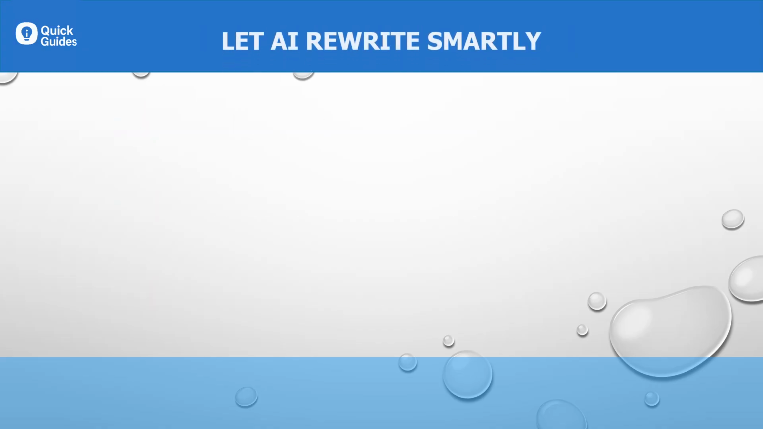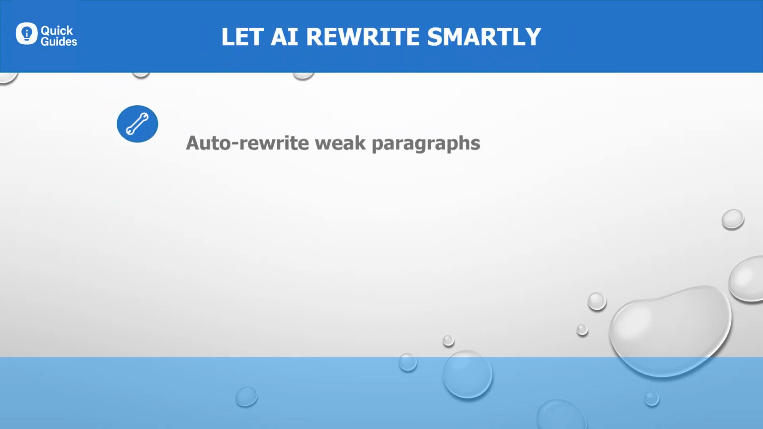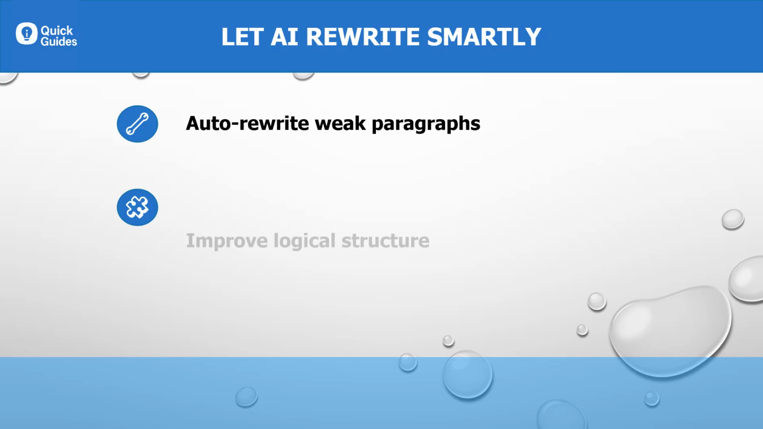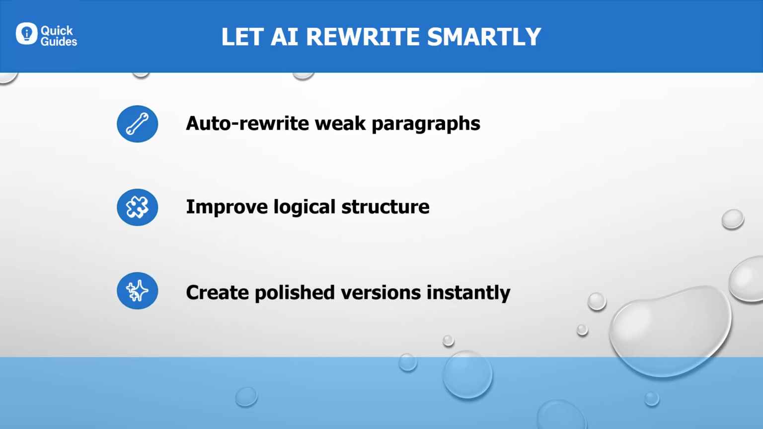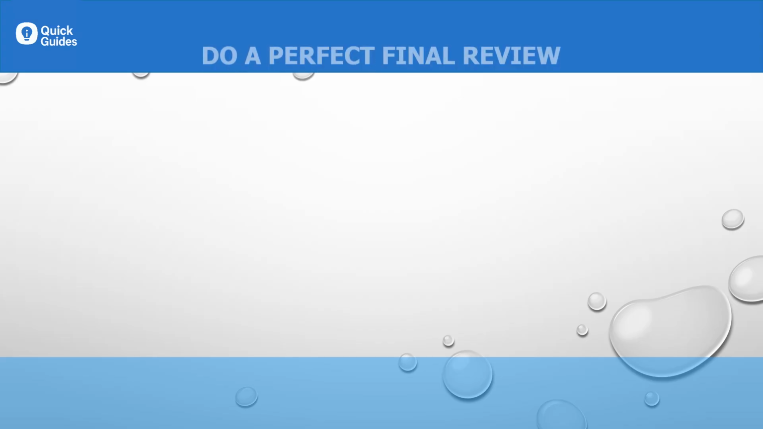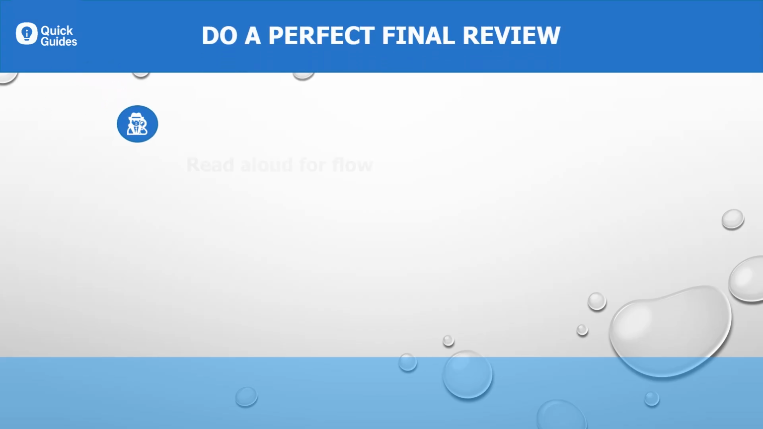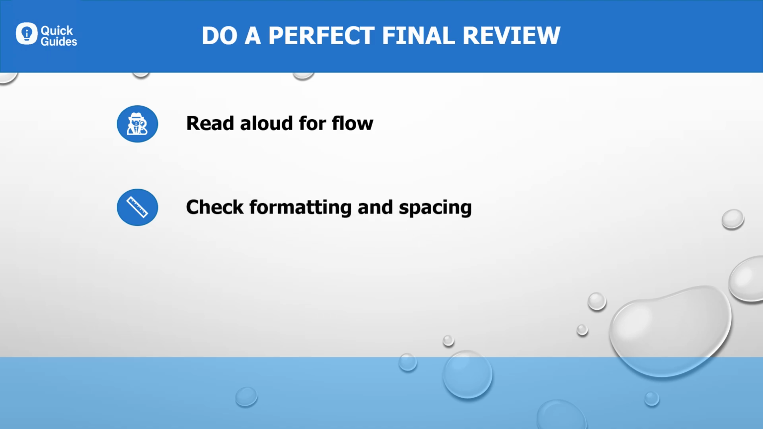If a section still feels off, let AI rewrite it. These tools restructure paragraphs, improve logic, and generate cleaner versions while keeping your meaning intact. Before sending or publishing, do a final review. Read the text aloud, ensure clean formatting, and save your polished version. Small steps, but they make a big difference.